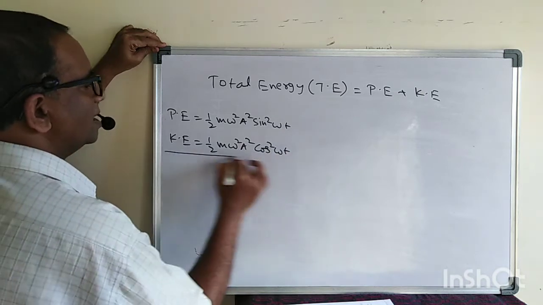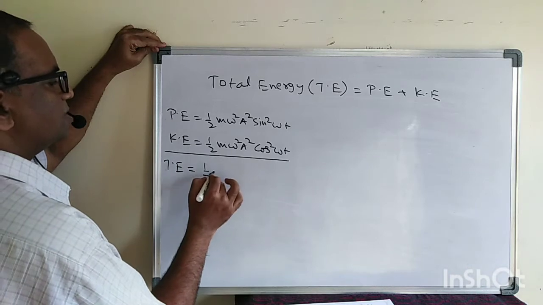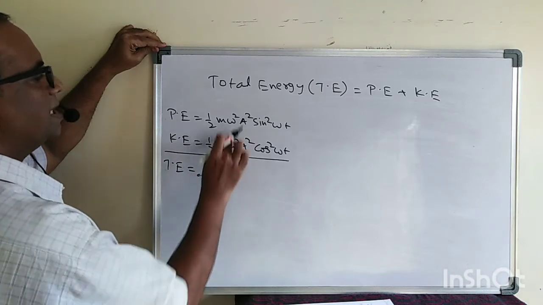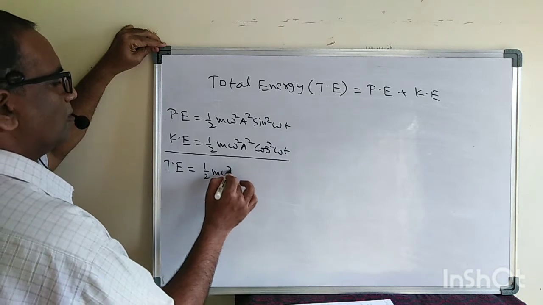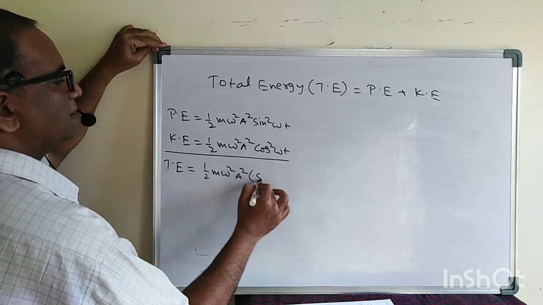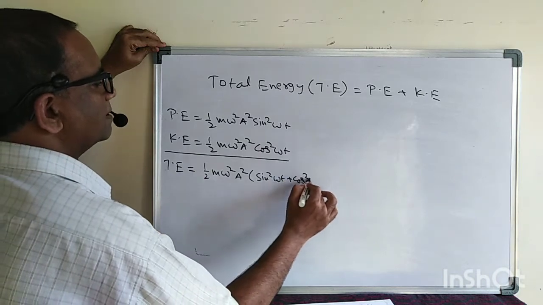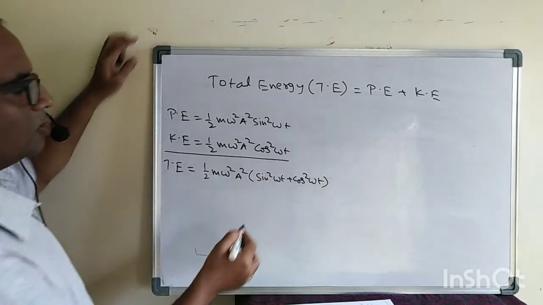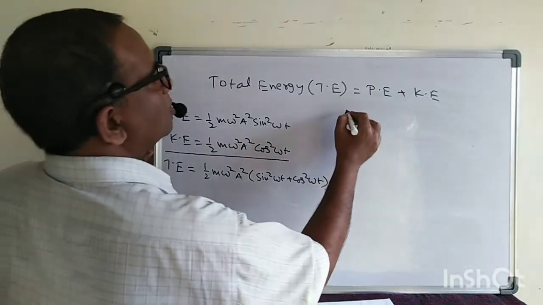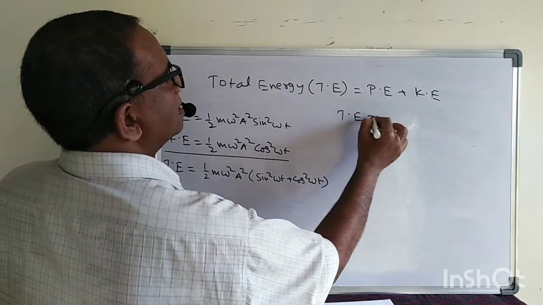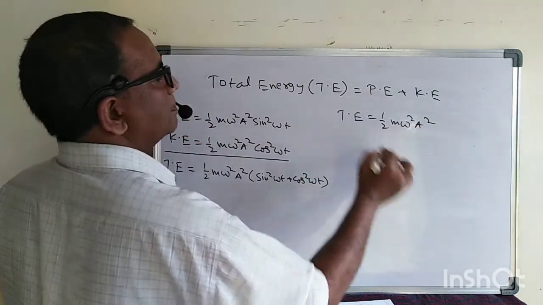So what is the total energy? Just add them. Let us take these two as common. Therefore, half m omega square a square times sine square omega t plus cos square omega t. And sine square omega t plus cos square omega t is 1. Therefore, the total energy is half m omega square a square.